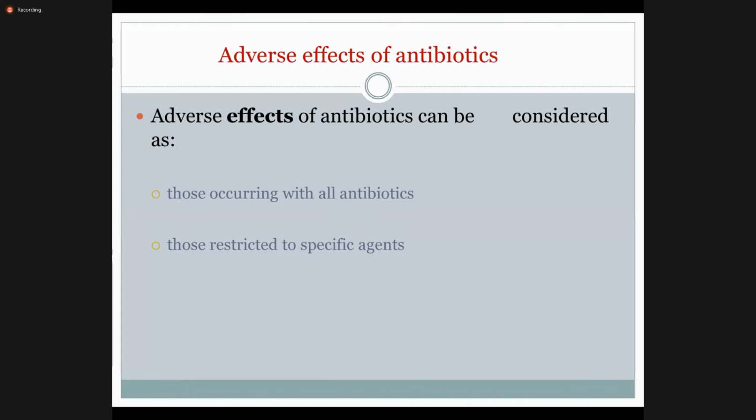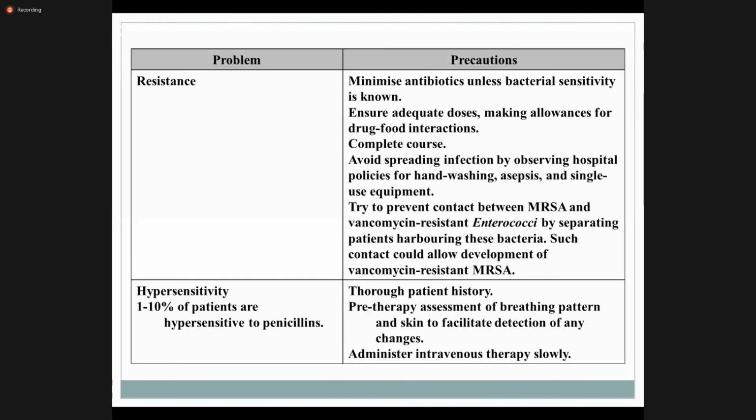Now, this is the conclusion. One of the major concerns is the emergence of resistance. So, how can we avoid this problem? What are the precautions? Minimize antibiotics unless bacterial sensitivity is known. There is a common practice in our community. We are very eager to start antibiotics, right?